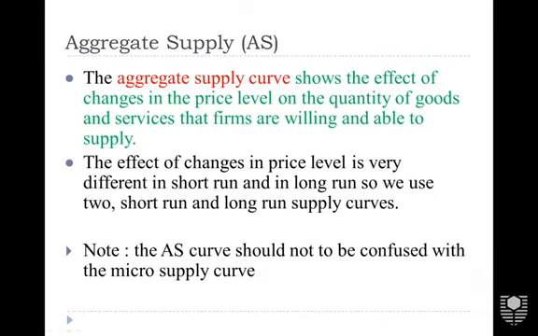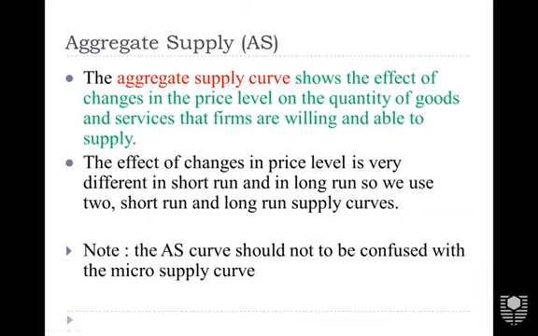Aggregate supply. So let's shift to the second part of today's topic, that is understanding what the aggregate supply curve is. The aggregate supply curve is basically the curve that shows the effect of changes in the price level on the quantity of goods and services that firms are willing and able to supply. So now we are talking about the relation between the price level in the economy and the real GDP, or the total output, being supplied by the firms in the economy.